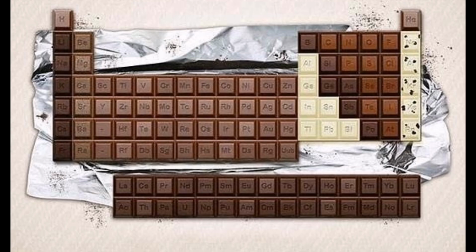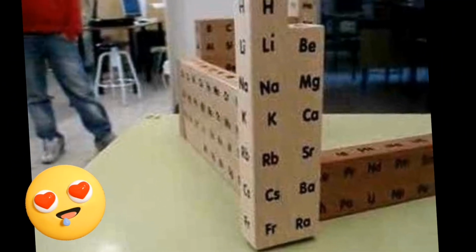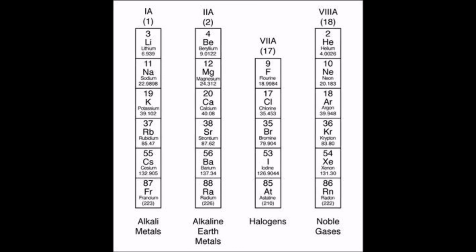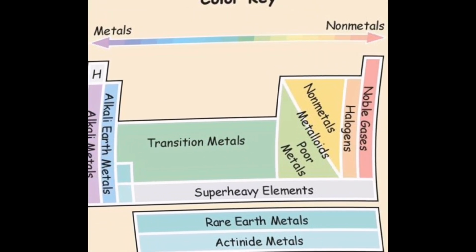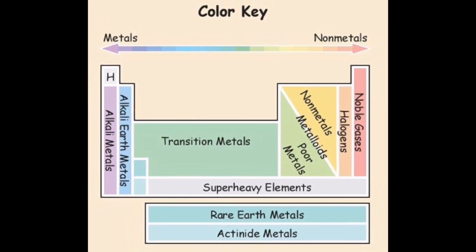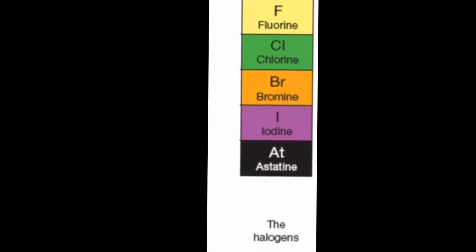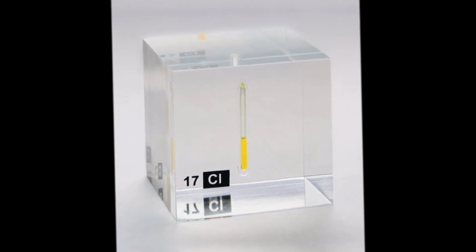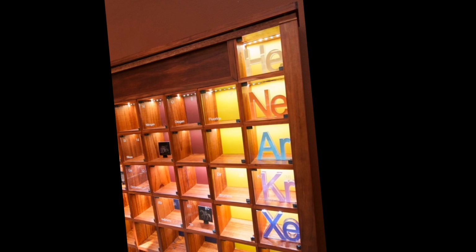Chemical families. There are families, which are groups of elements with similar properties. These families are: the alkali metals, group 1 elements; the alkaline earth metals, group 2 elements; the transition metals, D block elements; the non-metals, some p block elements; the halogens, group 17, such as fluorine, chlorine, etc.; and the noble gases, group 18, such as helium, neon, etc.